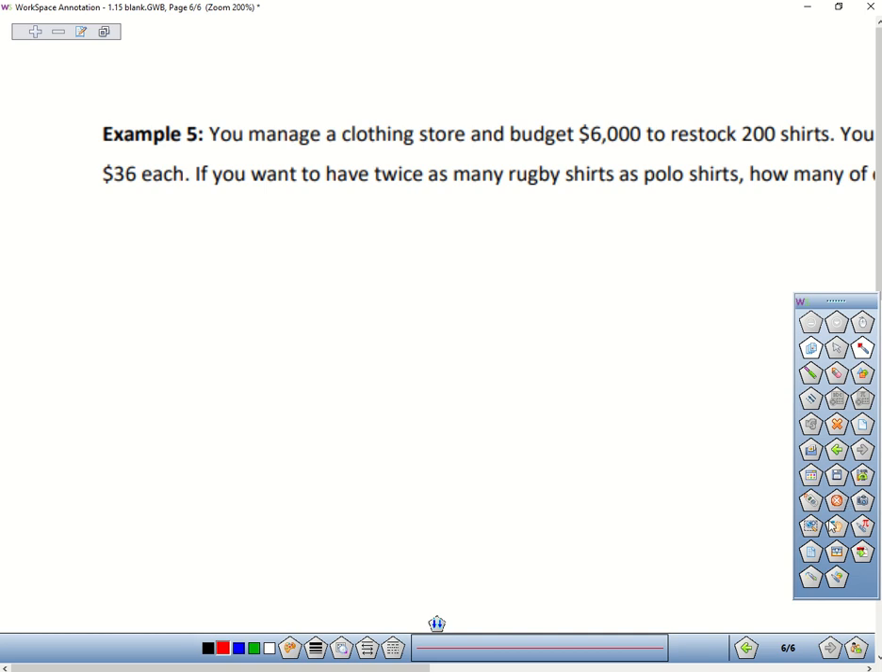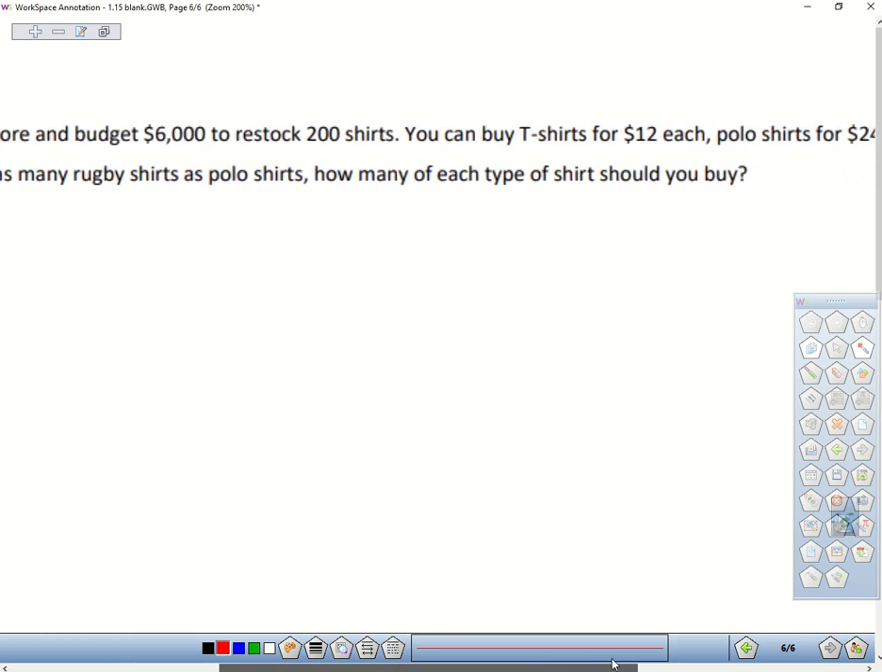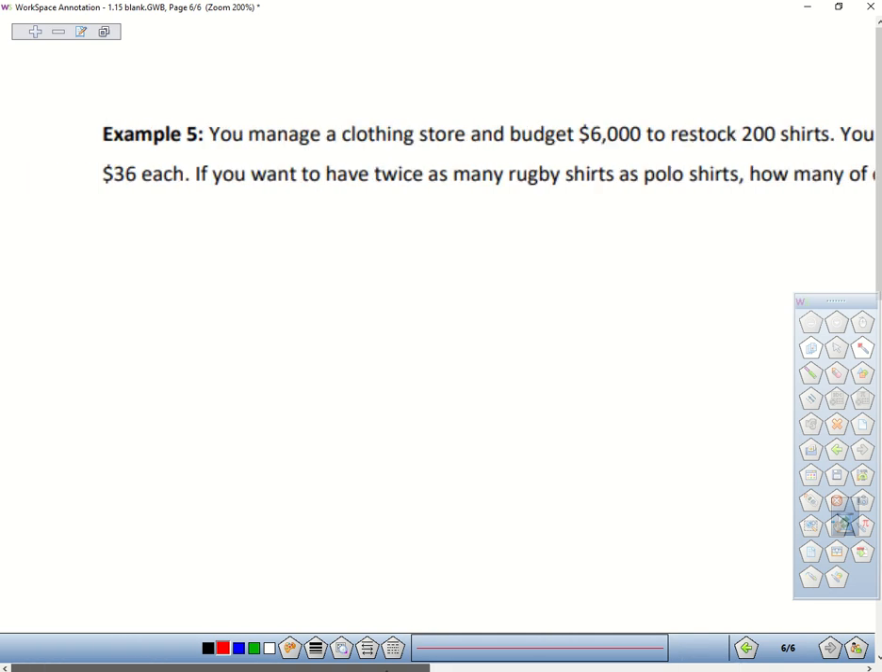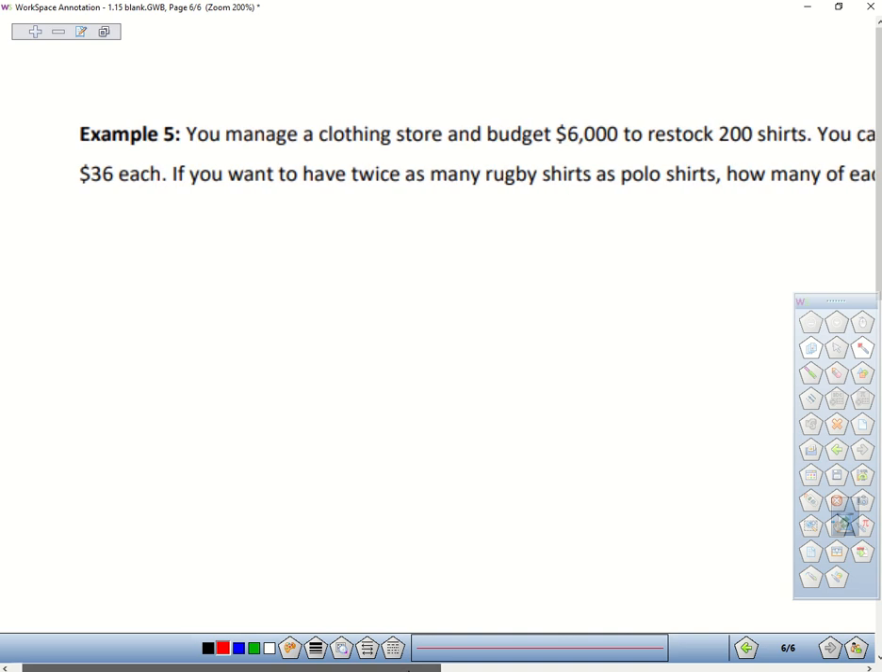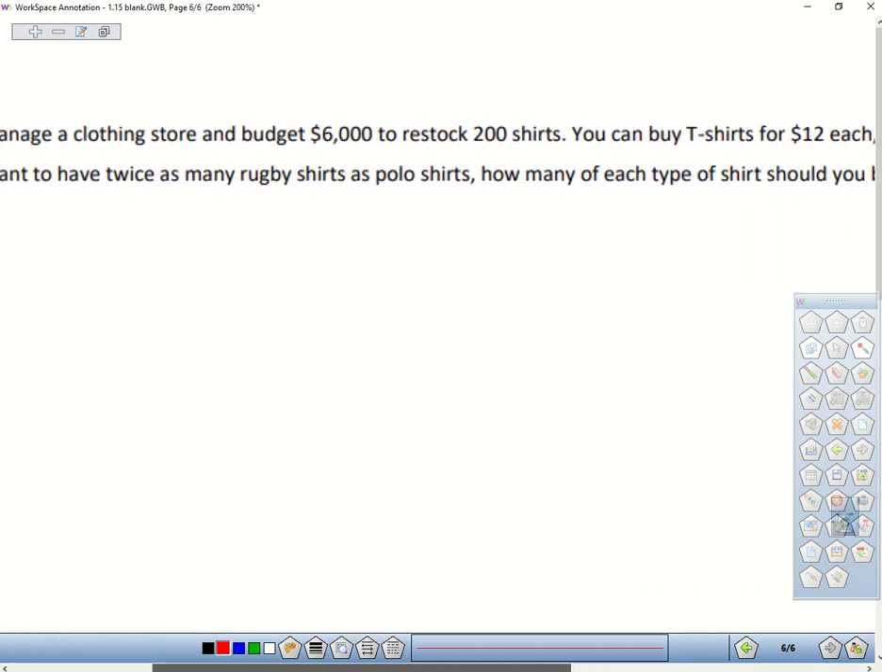So we're going to do a word problem. So it says here, you manage a clothing store, and the budget is $6,000, and you need to restock 200 shirts. You can buy t-shirts for $12 each, polo shirts for $24 each, and rugby shirts for $36 each. You also want to have twice as many rugby shirts as polos. So how many of each type of shirt should you buy?